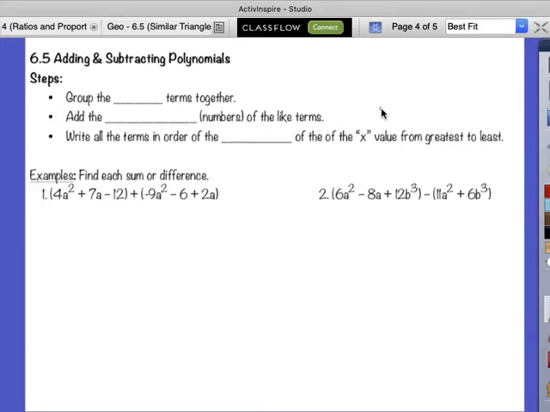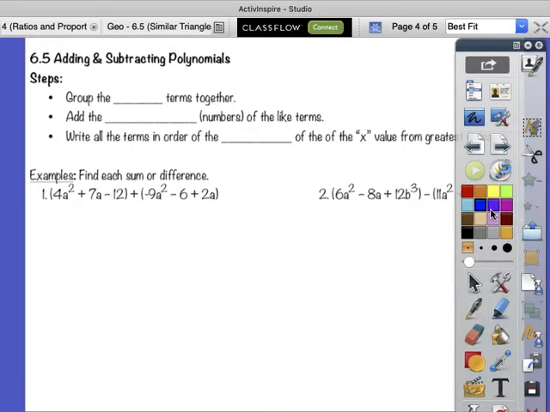I kind of like this section. Do you? I kind of like this whole chapter, actually. This is one of my favorite chapters. I kind of like it so far, but I think it's a fun chapter.